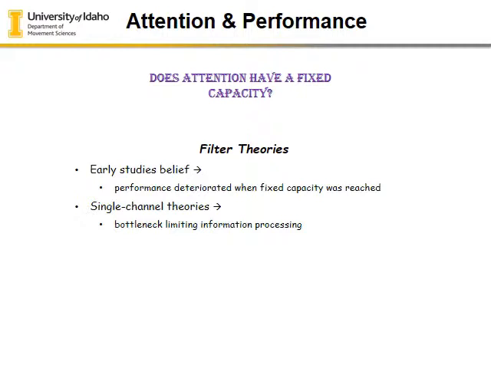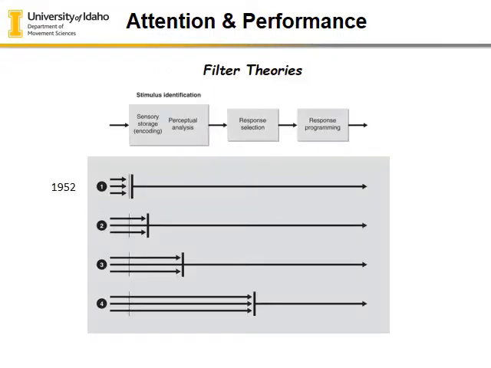But the early studies believed that performance deteriorated when the fixed capacity was reached. So it really believed that there was just this fixed capacity and that you did things kind of in line with each other, more in a series than in the ability to parallel process things. And in the single channel theories, they saw this bottleneck which actually limited the information processing. So the single channel theories believe more in a bottleneck. And then the early studies started to believe in the fixed capacity.